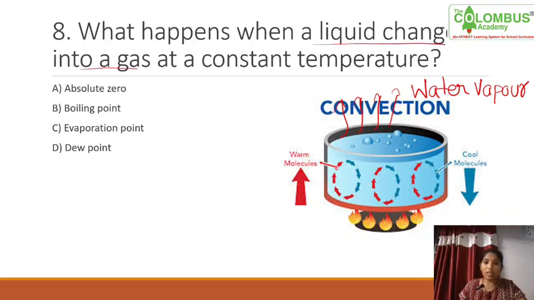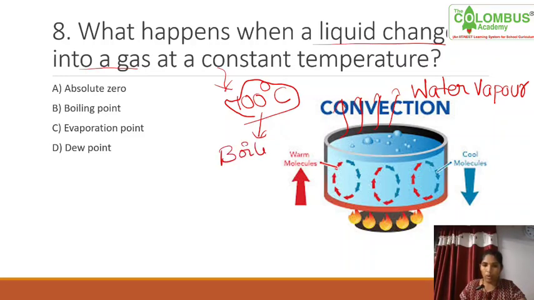At which temperature does it happen? At 100 degrees Celsius. What happens at 100 degrees Celsius? The water starts boiling, and only then can water be converted from liquid state to gaseous state. So what is the option? Boiling point. Now, why can't it be the evaporation point? Why is it only the boiling point?